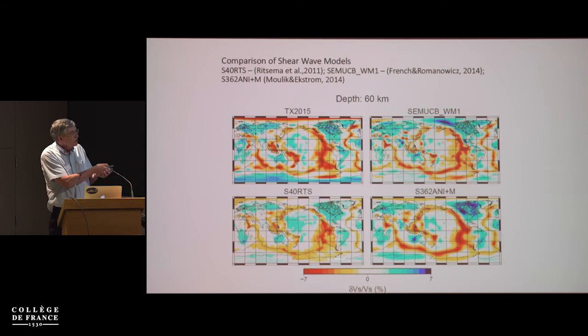If you look at this model here, this is Jeroen Ritsema's, you see a lower amplitude than what you see in the upper models, and that's probably purely his regularization. He uses a little more regularization than other people.